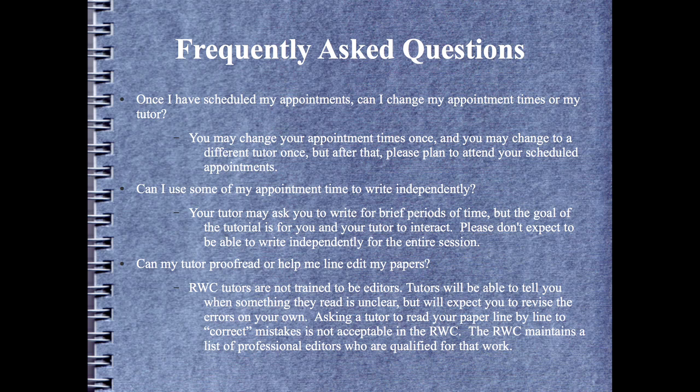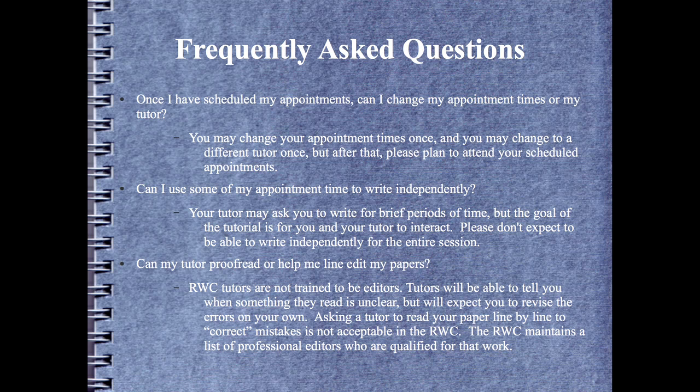So they will be able to tell you when something they read is unclear, but they're not necessarily going to be able to explain the rule behind it, but they will also expect you to be able to revise it on your own. And if you don't know how to fix the error, then you and your tutor might give you a model, they might look up a solution in a grammar book, but they're not necessarily going to be able to tell you exactly how to fix it or exactly why it's wrong.